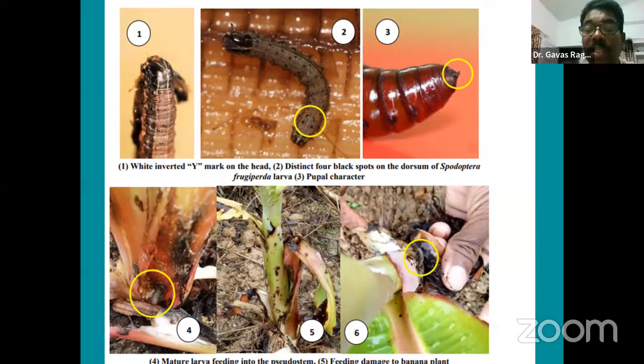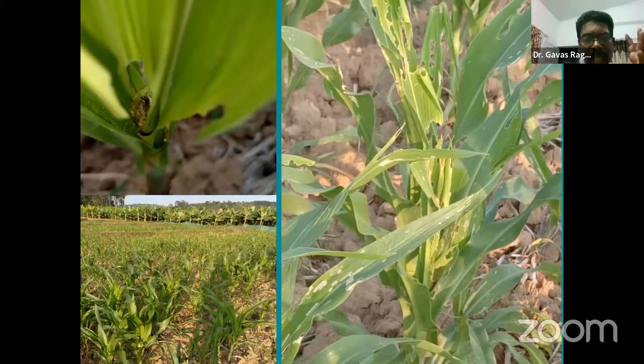Okay, with respect to this fall armyworm, if you see the pupa, at the end of the cremaster you will find a forked spine-like structure. Two forked spine-like structures are there at the end of the cremaster. So these are the identification marks which anybody can use to confirm that the pest is fall armyworm. And we conducted surveys and found that this pest actually migrated to banana from maize.